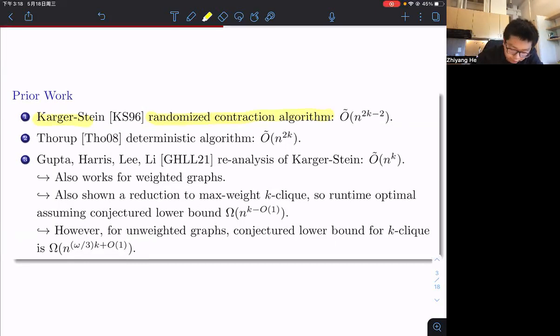Okay. However, for the unweighted case, the conjectured lower bound is only n to the omega k over 3. However, the best algorithm we know for now is the GHLL analysis of the Karger-Stein algorithm, which runs in time n to the k. So the goal of this paper is to partially address this gap.